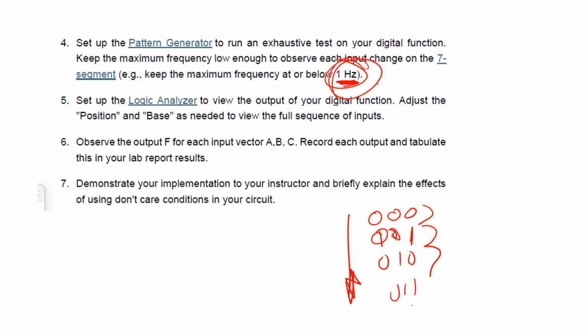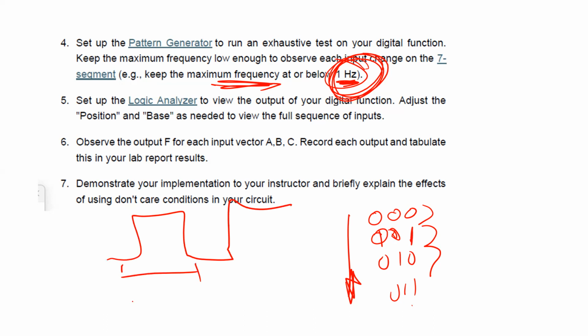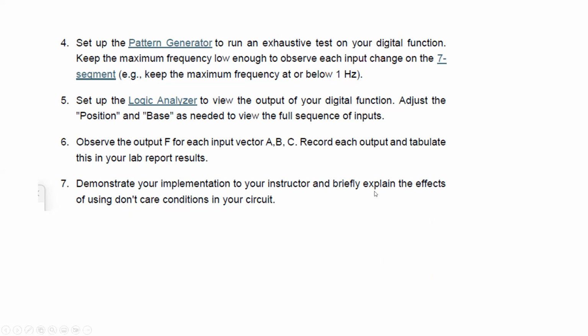When you make it 1 hertz, this is the maximum frequency. So you can move from one to the next every 1 hertz, which means every 1 second. So 1 hertz means the time from here to here is actually 1 second. You can make it shorter if you want, but anyway, let's stick with what we have here. So it's going to be 1 hertz.